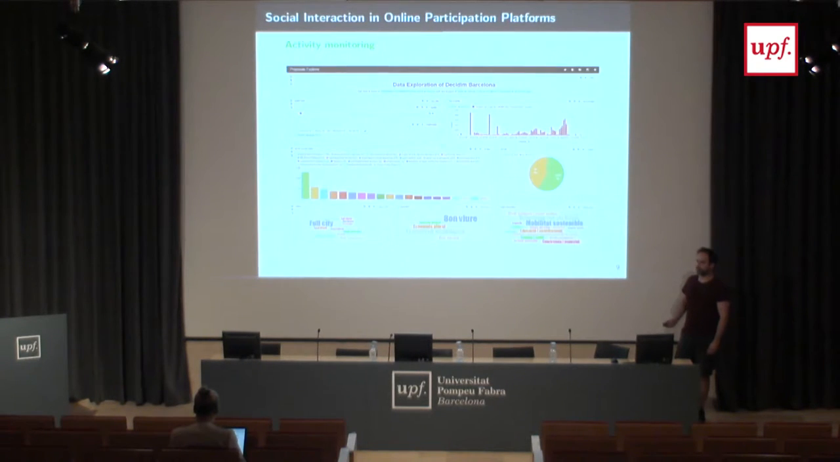So this is an example of the tool that has been developed by Pablo. Here you can get a global picture of the activity that is happening on this website. For example, this is for the city of Barcelona. You can see the number of comments and the number of contributions over time, you can see peaks when this got to the public media, and you can see the distribution of the different people that contribute to the proposals, some charts and some tag clouds.